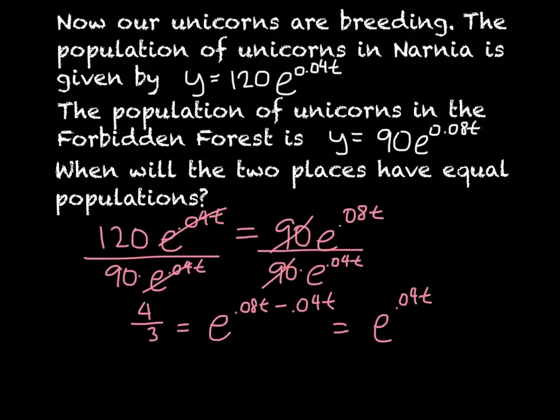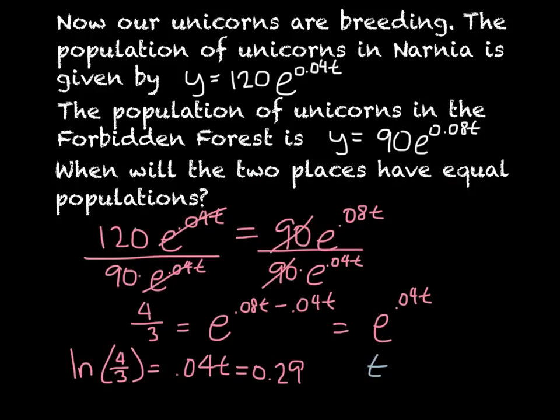Now we can take the natural log of both sides, so ln of 4/3 equals 0.04t. Using a calculator, we evaluate this to be equal to 0.29. So that means that t is equal to 0.29 divided by 0.04, or t equals 7.192.